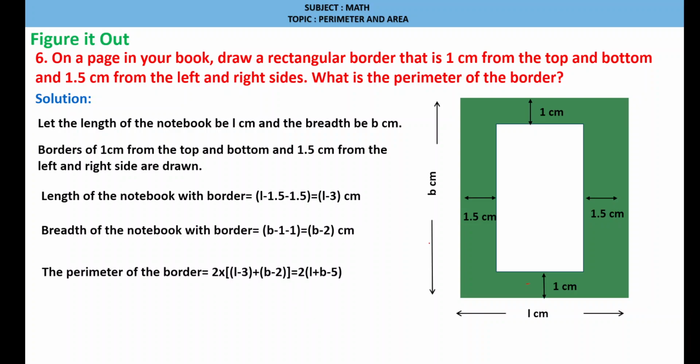Therefore, the perimeter of the border is equal to 2 into (L plus B). The new length is L minus 3 centimeters and the new breadth is B minus 2 centimeters. Therefore, minus 3 and minus 2 will be minus 5. So, 2 into (L plus B minus 5). The unit is centimeters. Therefore, the perimeter of the border is equal to 2 into (L plus B minus 5) centimeters.